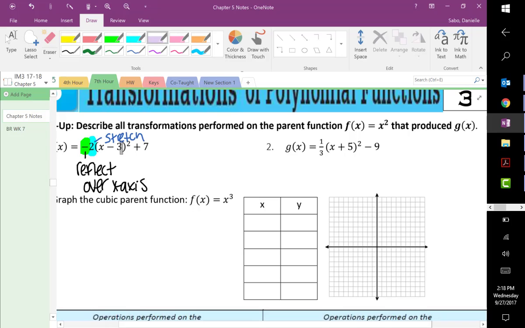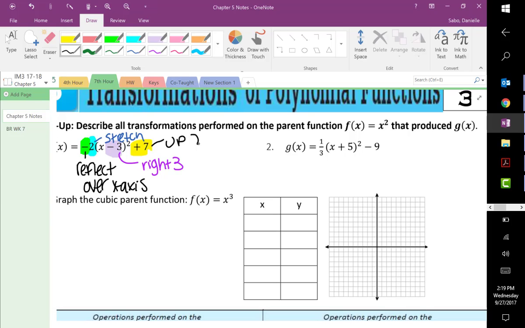What does this -3 in purple represent? It's going to the right. The right. Very good. What does this 7 represent? It's going up. It is going up. Do number 2 for a ticket.